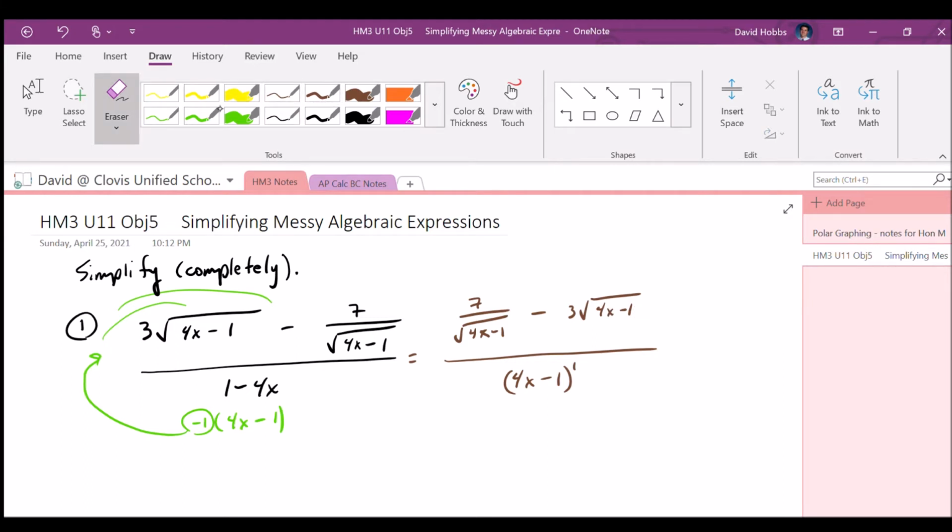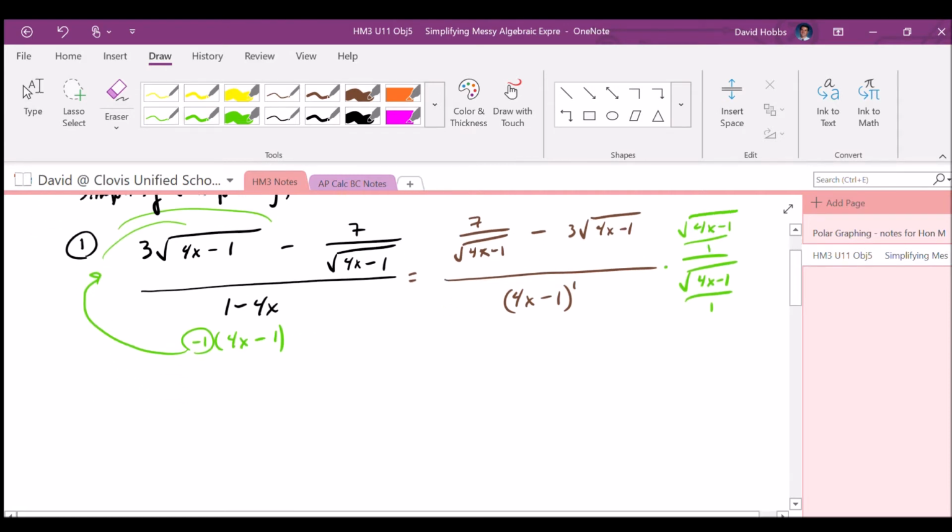Okay. So now, the complex fraction bit. We need to get rid of the extra fraction within the fraction. This is something we have shown you. So what would I need to clear the fractions? Well, if I multiply top and bottom by root 4x minus 1, and if it helps, you can do the over 1 and over 1 thing.